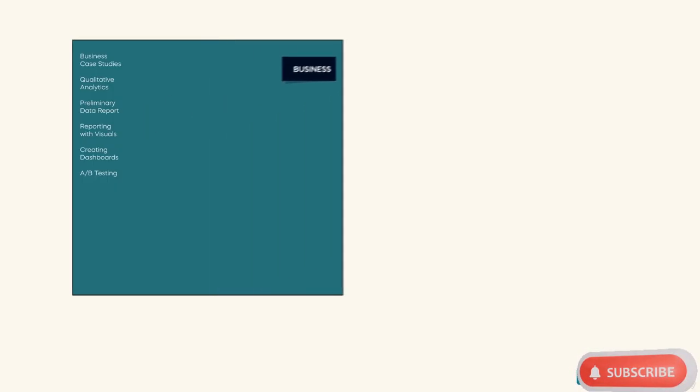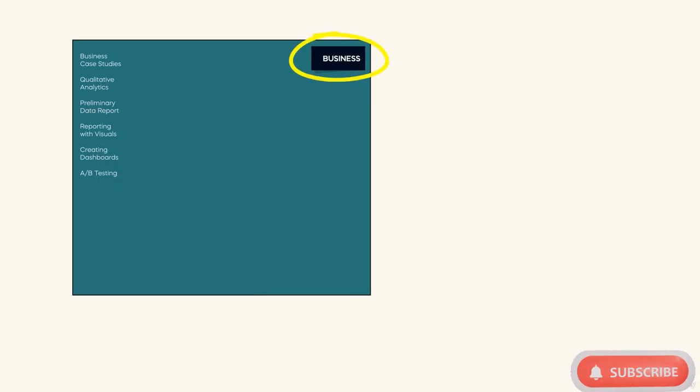Let's begin with a list of terms covering a few aspects of the business sphere: business case studies, qualitative analytics, preliminary data report, reporting with visuals, creating dashboards, and A/B testing. Don't panic. We will explain the meaning of each of these terms post-haste. First, though, take a moment to think what they all have in common. That's right, they are all part of the business world.